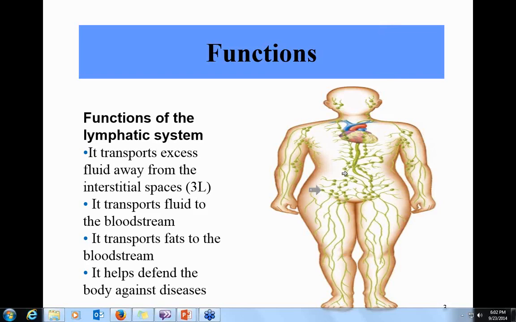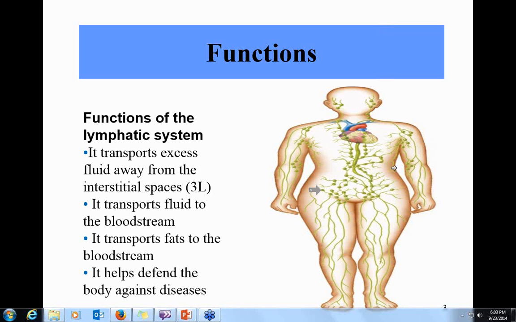A few other parts of the lymphatic system that I'm not going to discuss today, but you need to be cognizant of, is the red bone marrow, which is in the skeletal system. The red bone marrow is where red blood cells and white blood cells are made. And again, one of the functions of the lymphatic system is immunity. So white blood cells are essential to that.